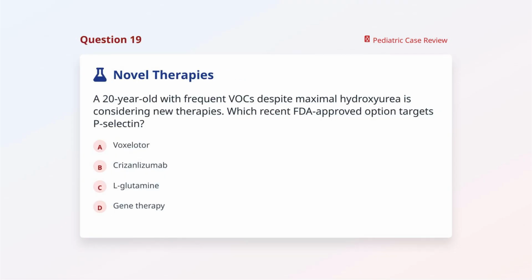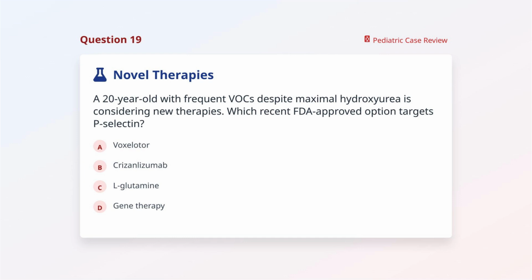A 20-year-old with frequent vaso-occlusive crises despite maximal hydroxyurea is considering new therapies. Which recent Food and Drug Administration approved option targets P-selectin? Option A, voxelotor. Option B, crizanlizumab. Option C, L-glutamine. Option D, gene therapy.